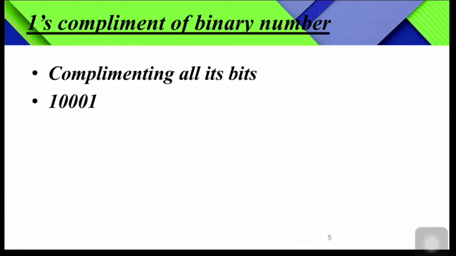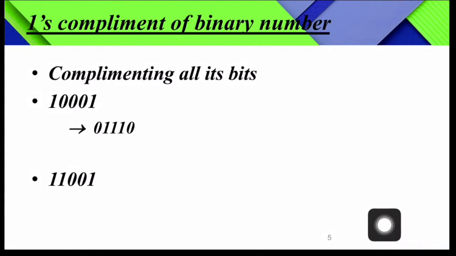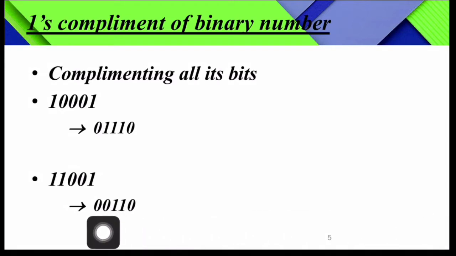Got it? When we replace all ones with 0 and all zeros with 1, we get its 1's complement as 0110. Alright? One more example. The 1's complement of 11001 is 00110. It is obtained by replacing all ones in this particular binary number with zeros and all zeros in this particular binary number with 1. Clear? Moving on to 2's complement.